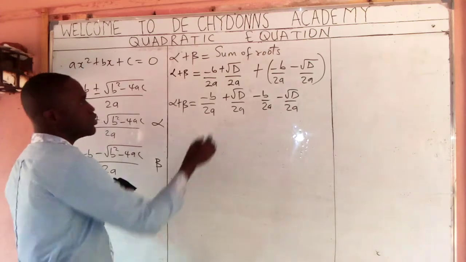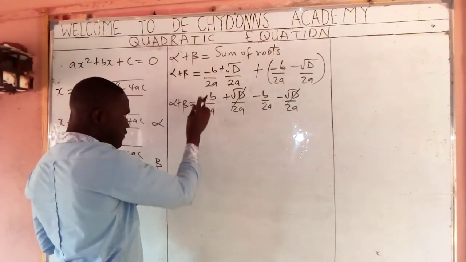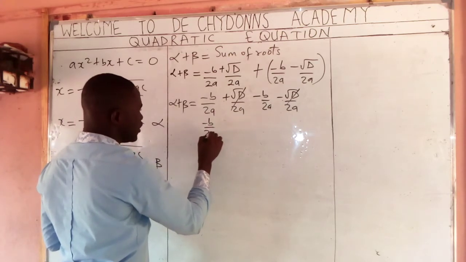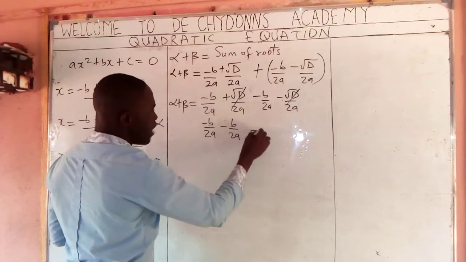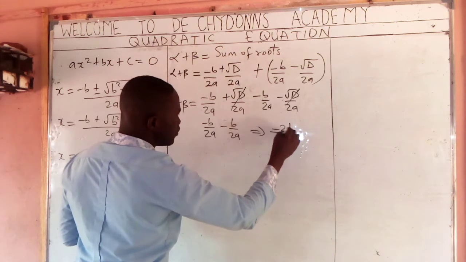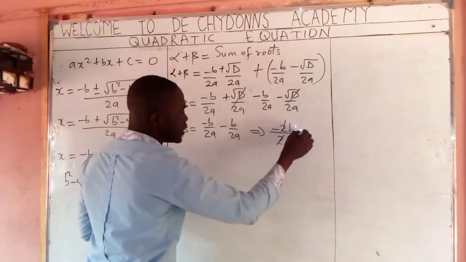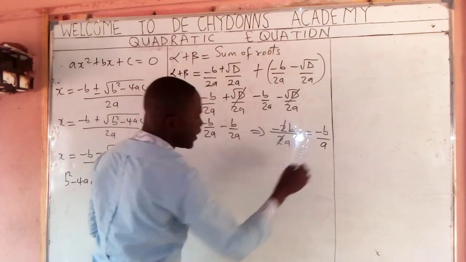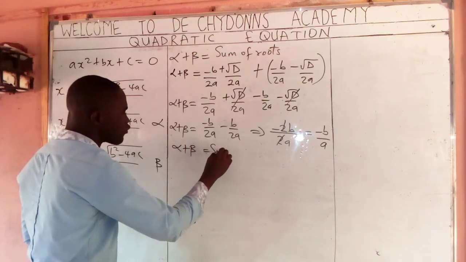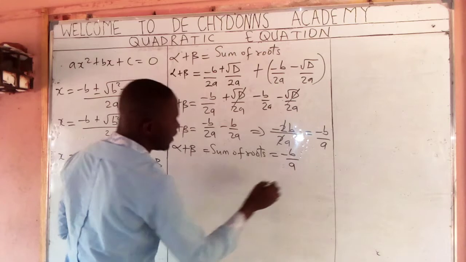Now see what you do. This has plus and this has minus, so they will subtract. You will be having minus b over 2a, minus b over 2a. That will give you the LCM to be what? 2a, minus 2b over 2a. This will cancel this, equal to minus b over a. So that means that alpha plus beta, which is what? The sum of roots, is equal to minus b over a.